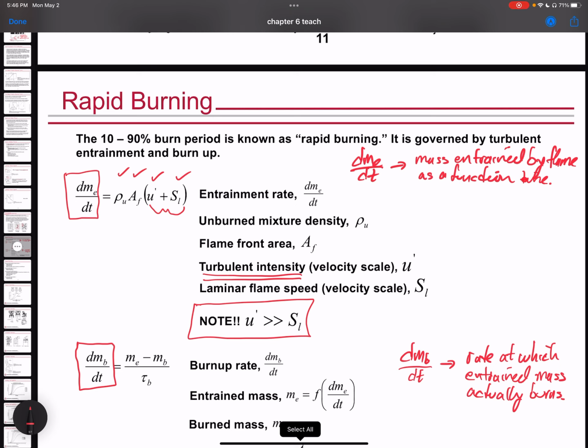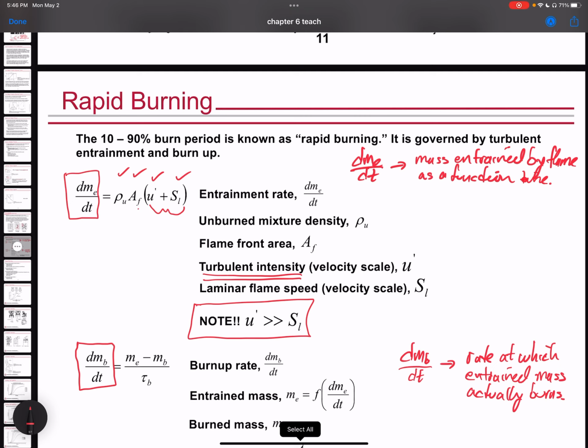Okay, but basically what you can see here is each of these terms has a direct influence on the entrainment rate. So if I increase the density of the unburned gas, say if I increase pressure or I decrease temperature, then my density increases, and that's going to increase my entrainment rate. If I increase my flame front area, suppose I move from a side-mounted spark plug to a center-mounted spark plug, that's going to increase my flame front area, and that's going to increase my entrainment rate.